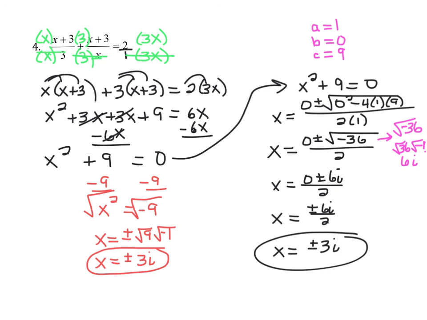Now, I just want to point out, it does say to write it in a plus bi form, even though we just have an imaginary component here. If you want to write 0 plus and minus 3i, you can. But the way we have this written, it's implied that the a is 0. You do not have to write it.